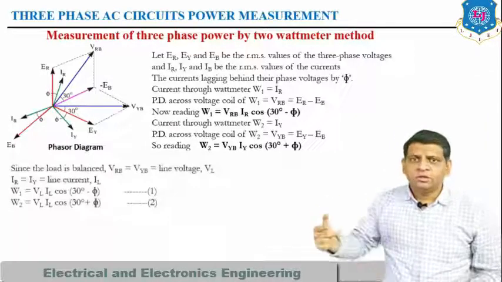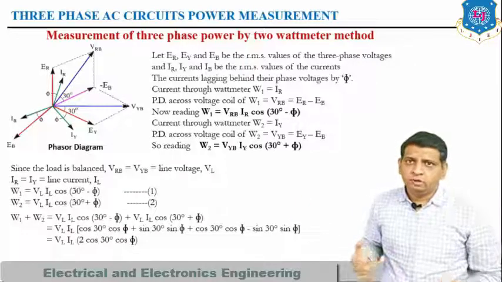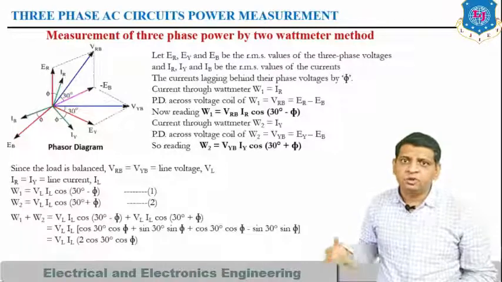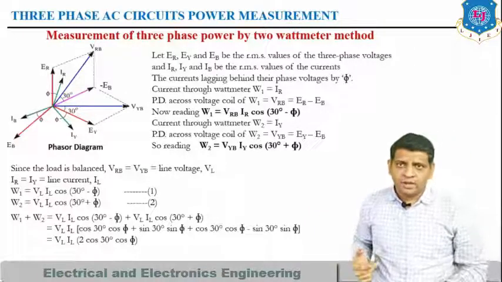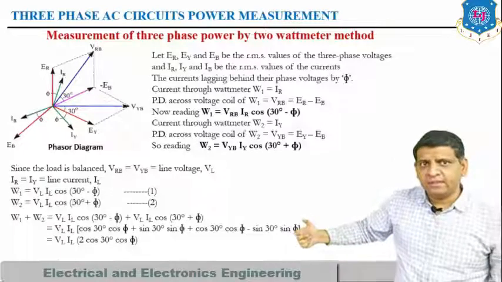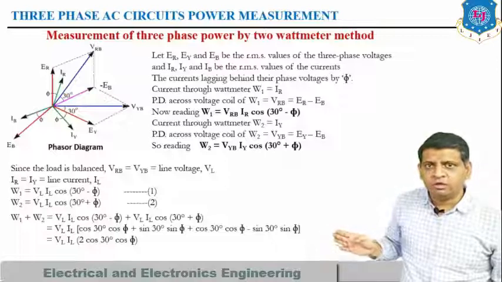Now, you take the summation of these two equations, and you will be able to find the total power, which is nothing but root 3 times VL into IL cos phi. So, from this you can apply the equation, and you can see here W1 plus W2 is equal to VLIL cos(30 minus phi) plus VLIL into cos(30 plus phi).